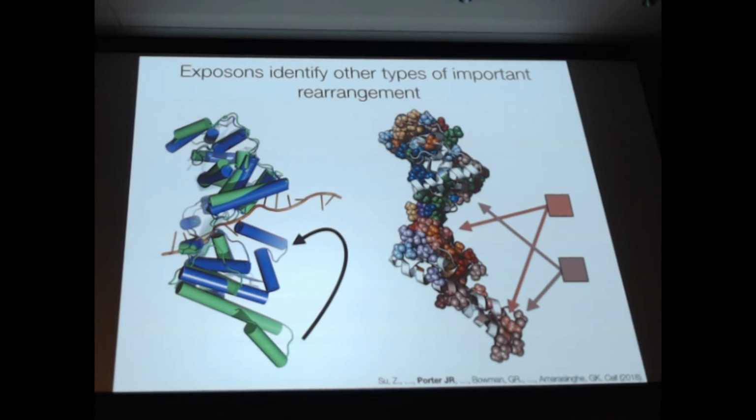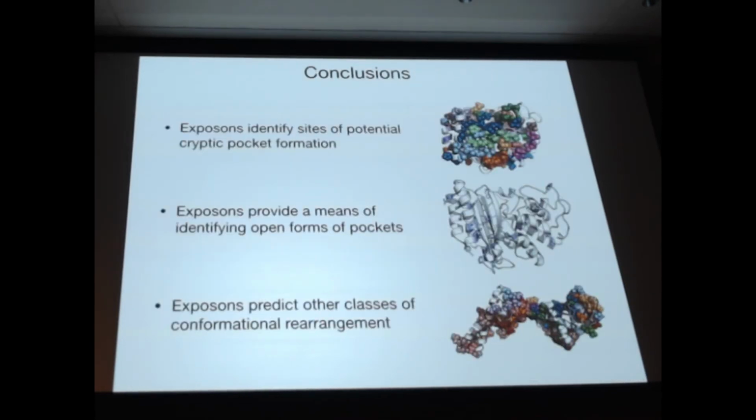And so this is a sort of tantalizing example of what this approach towards analyzing protein surface chemistry might be capable of. So in conclusion, we think that exposons are able to identify sort of the sites of potential cryptic site formation, that exposons provide a way for us to extract the motion that is giving rise to these correlations, and finally that they might actually allow us to identify other classes of rearrangement that are happening at protein surfaces.